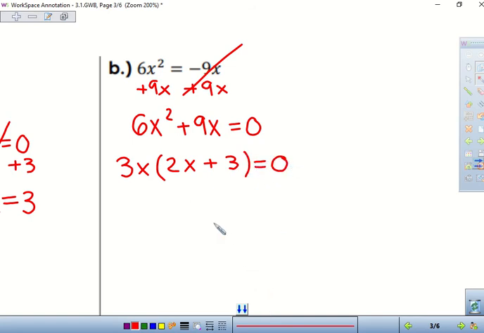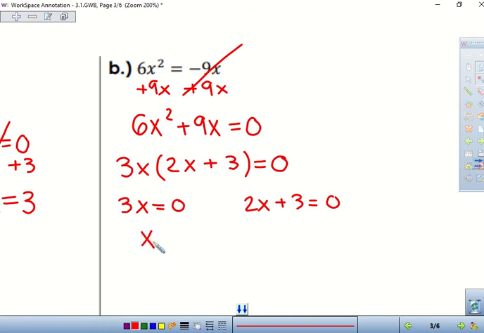We're then going to set each of these equal to 0 separately. So we have 3x equals 0 and 2x plus 3 equals 0. And then you're going to solve those two independently. Now if you're wondering why I am setting these equal to 0, that's based on the zero product property, which states that if the product of two things is 0, one of those items has to be 0 at all times. So that's why we're able to do this.